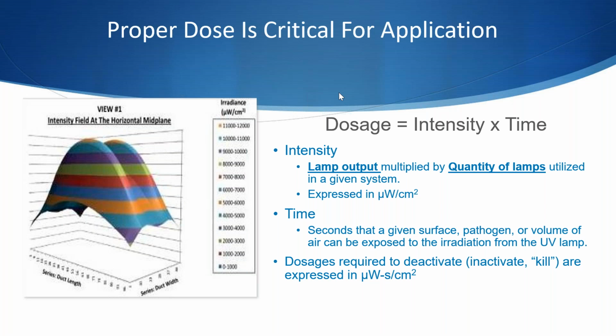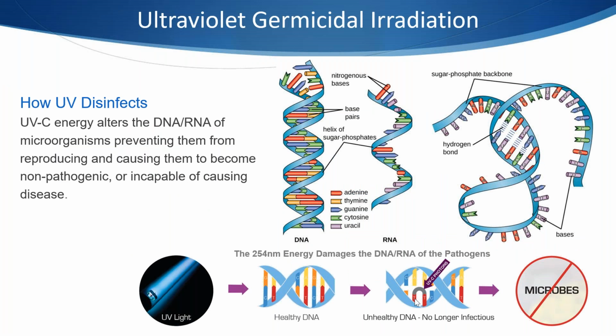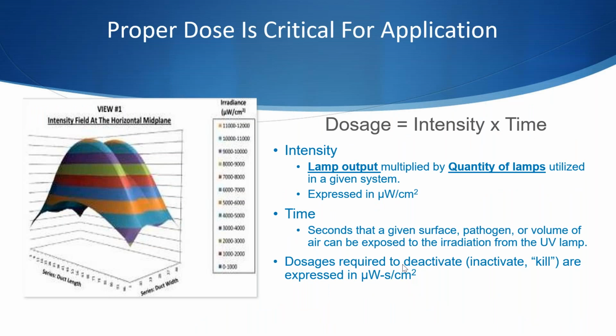So the dosage, if we provide just a little bit and don't get that right, then only one or two of these dimers are formed in this example here. Very few dimers are formed and it can repair itself. If we do get it right, the whole link is broken. It's unable to continue to replicate.